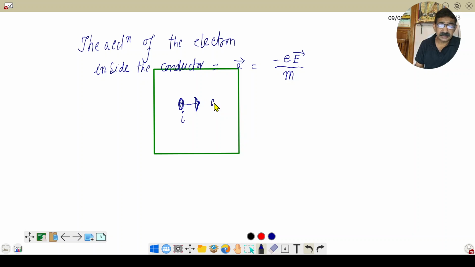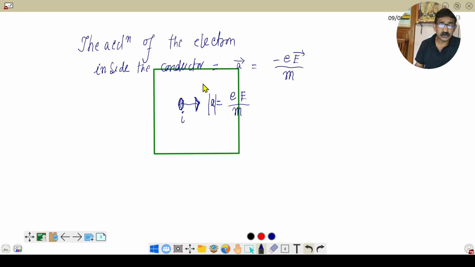with an acceleration vector A, and the magnitude of A is equal to eE divided by m.